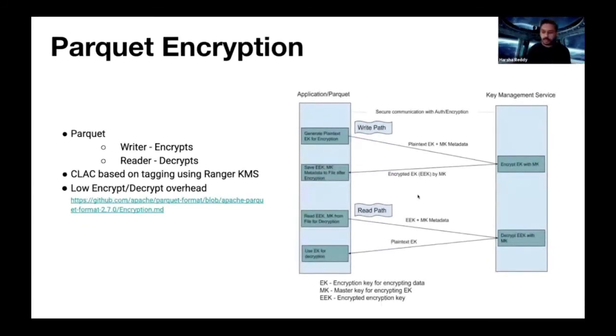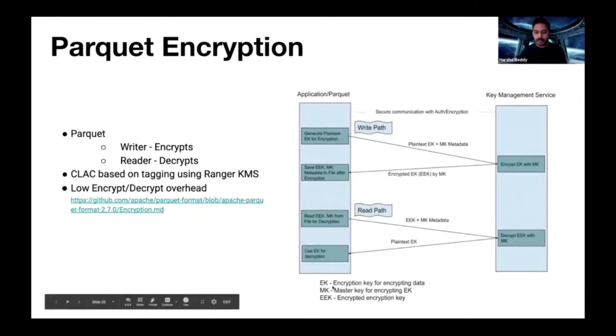On the right side, I'll walk through the legend so that you can follow along with what happens in the write path and in the read path. EK is the encryption key that is used for encrypting the data. MK is the master key that is used for encrypting the encryption key. And EEK is the encrypted encryption key that's produced after doing that encryption.